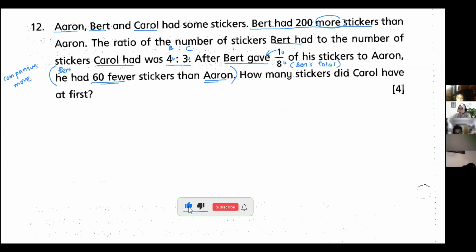Okay, now as I mentioned, you must always try to work with units. Okay, if you want to apply the BCA method, in this case, before, change, after. What kind of concept is this? This is comparison more, or if you can see, this is total unchanged. If you can see properly also, this is total unchanged. Why? Because the change is between the three of them only. Why? Because Bert gave to Aaron. Aaron received from Bert. So this is actually a total unchanged question.